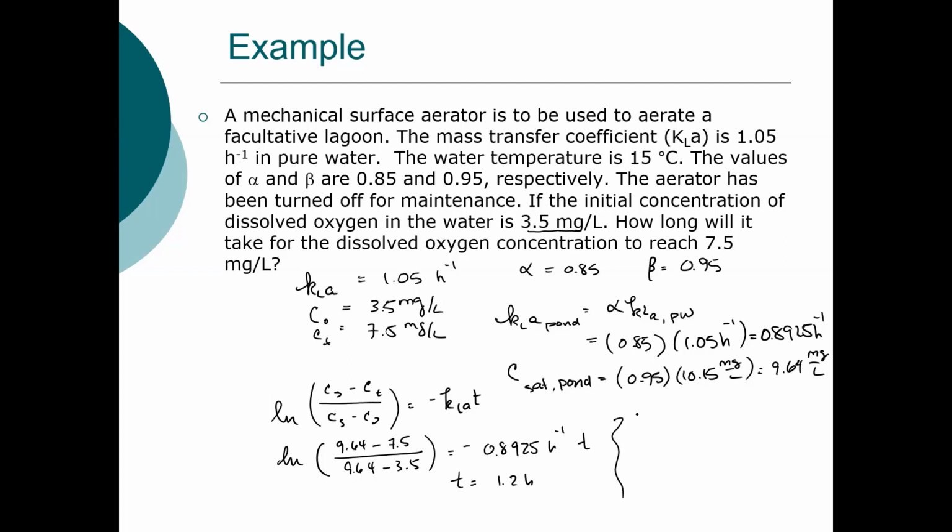If, on the other hand, the temperature had been 25 degrees C, then our Csat in the pond would be 8.38, and the time would be 2.5 hours. So you can see here in this case, there's a significant decrease in these differences, and the time increases significantly. So the closer we get to saturation, the greater the time.